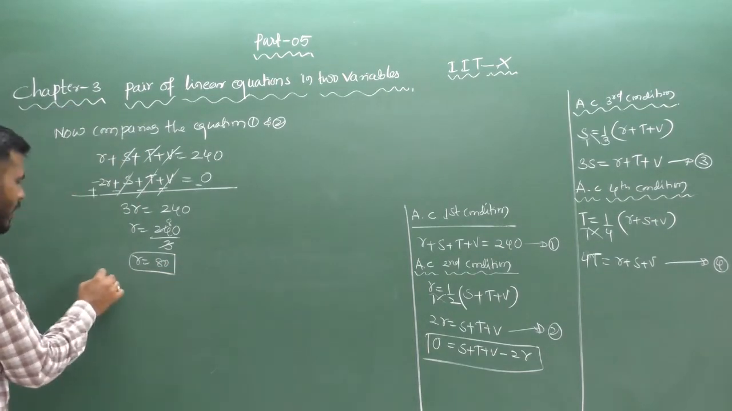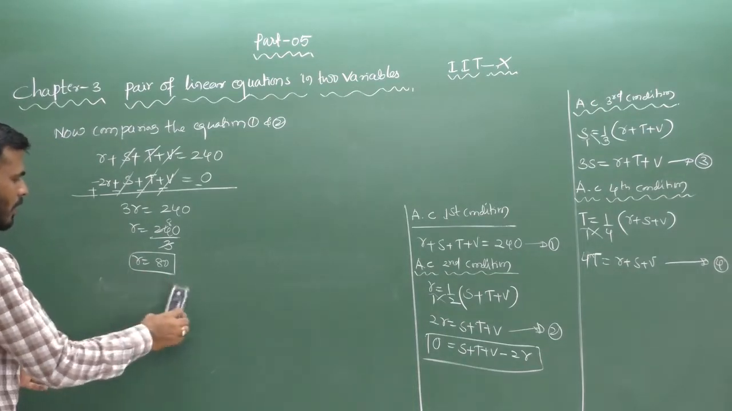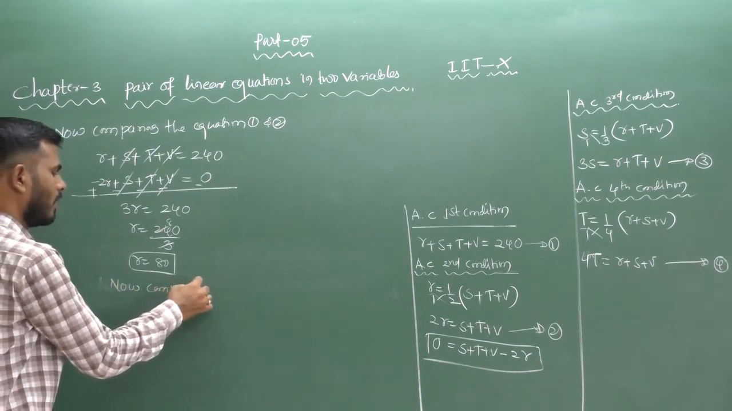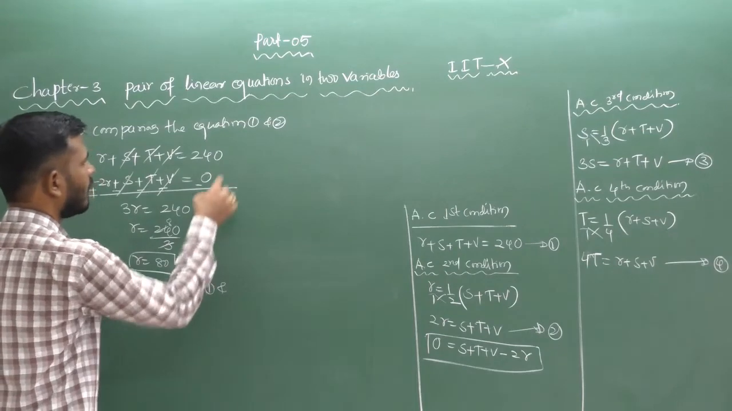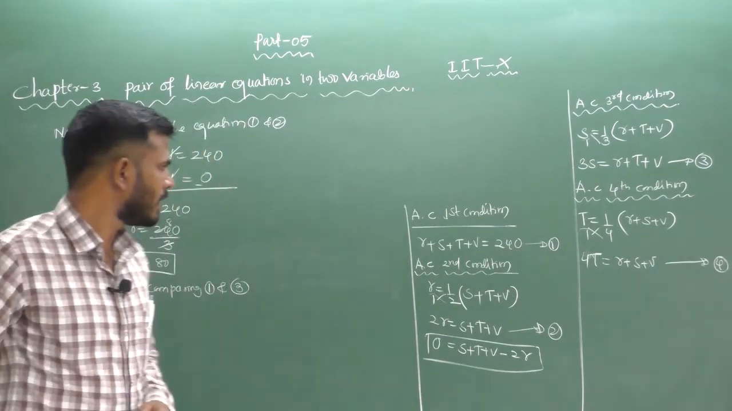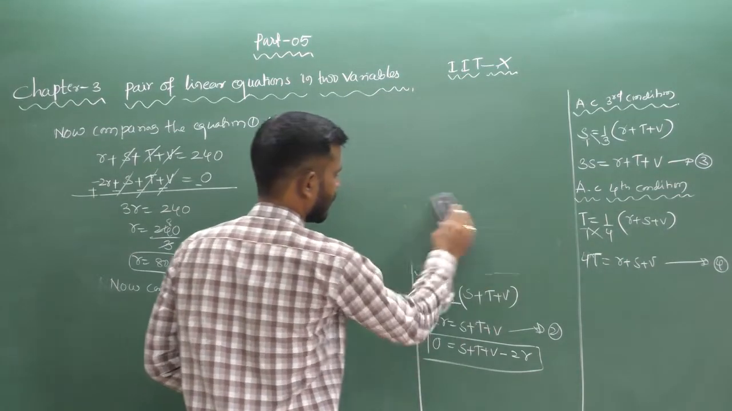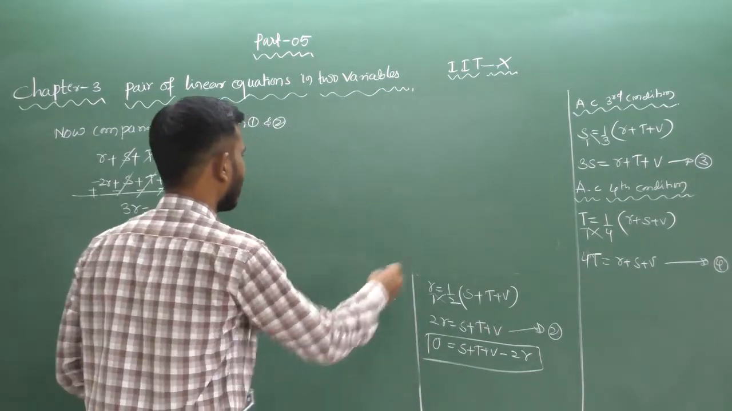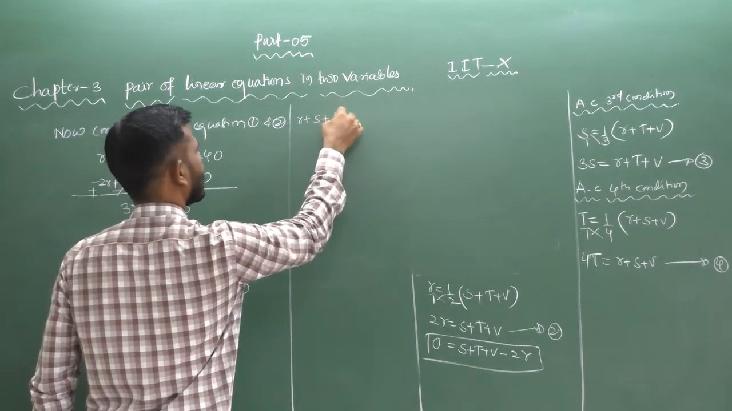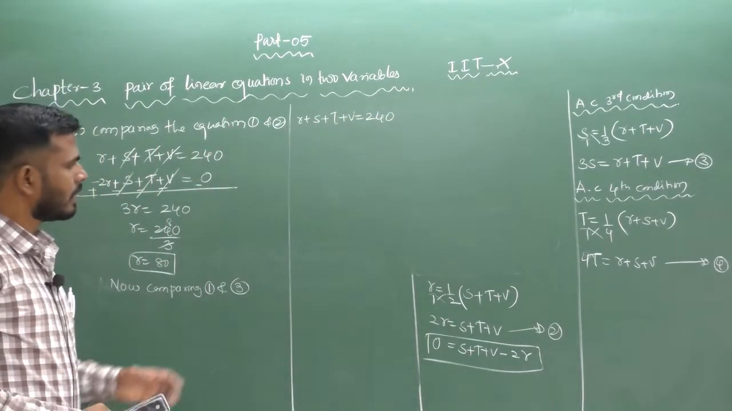Next, similarly I can compare. Now comparing equation 1 and 3. You have to compare the equation 1 and 3, we'll get equation 1 is r plus s plus t plus v equal to 240. This is the first equation.